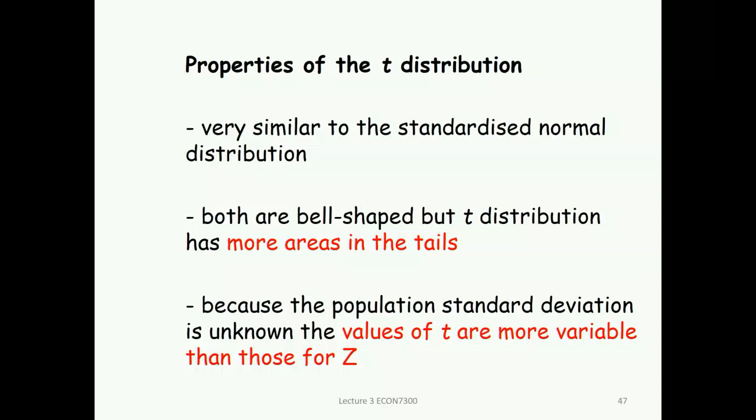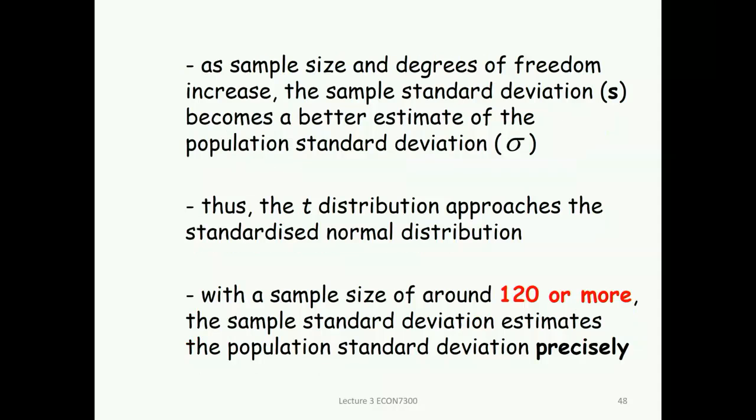Properties are very similar to the normal distribution. Both are bell-shaped, but the T distribution has more area in the tails. Because the population standard deviation is unknown, the values of T are more variable than those for Z. Because S is from the sample. You trust more the population standard deviation rather than the sample. Because if I take one sample, the standard deviation could be different from the other sample, from the other sample. So it is more variable. It varies from sample to sample.